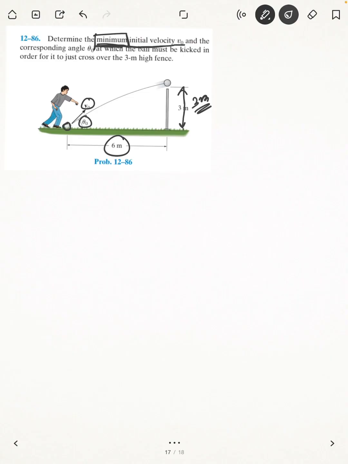So how to proceed? We are given two values: one is 6, the horizontal, and the vertical 3. So we have to use the x and y equations. What is the x equation? x is equal to x naught plus v naught x t. How can I write that equation? x is basically 6. Do we have any x naught? We do not. We do not know v naught, we have to find v naught, so it should be v naught cos theta naught, and we do not know theta naught as well, and there should be a t.